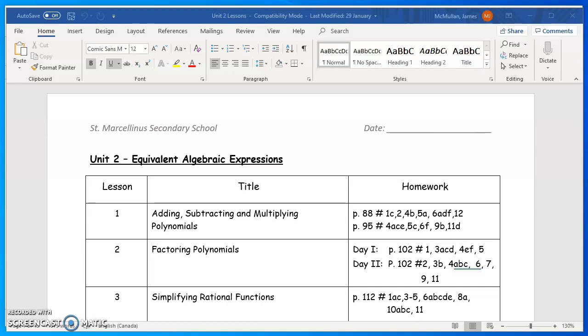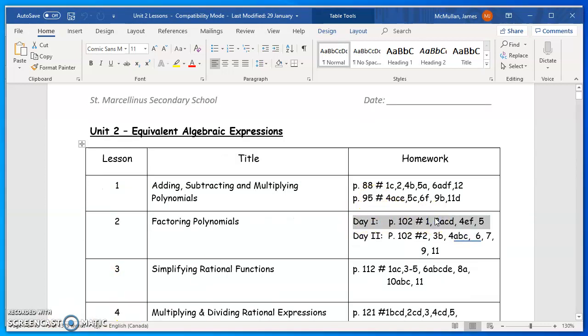Good morning. So today's lesson is the second one of our unit. We're talking about factoring polynomials. As you can see, this is something we're going to spend 2 days on, but today we'll just do the first part. Now, factoring polynomials, as I said yesterday, is a skill that's really important.